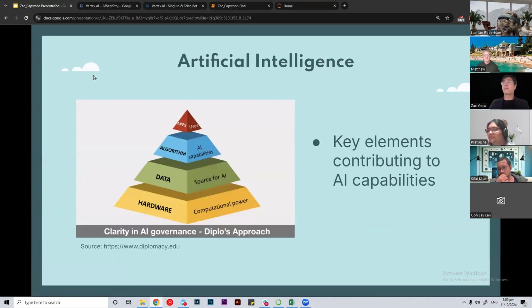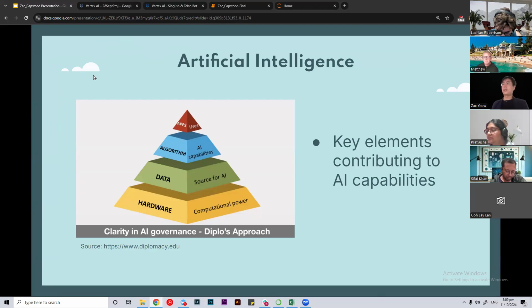A little bit of the background first. In terms of AI, there are a few key elements contributing to the capability of AI. The first layer is definitely the infrastructure and hardware layer. For AI to be able to be used, we need the data centers, the aircon, the electricity, the servers, the CPUs, GPUs, all these things, even the cables connecting the internet throughout the world. That's the very first layer.